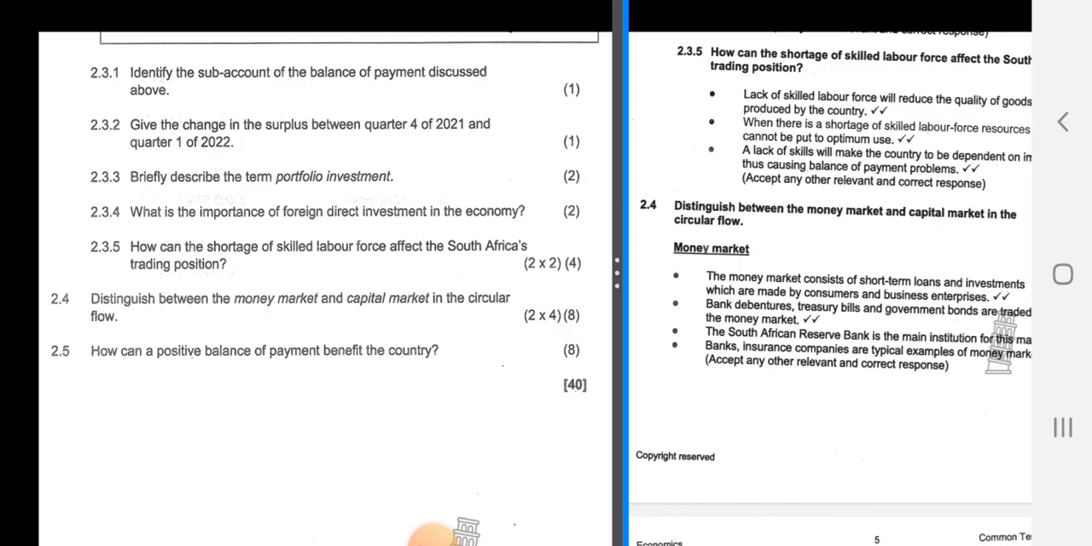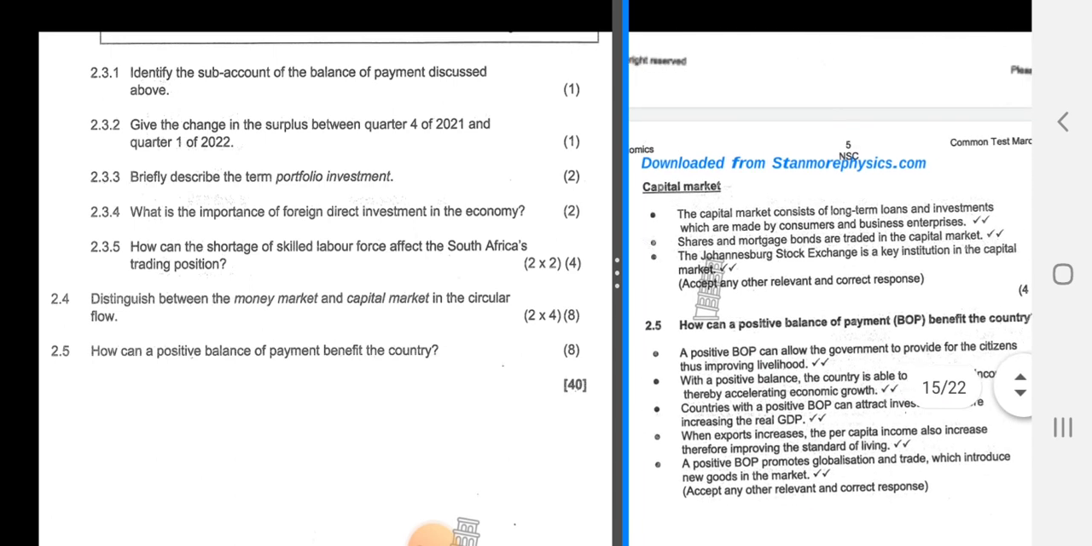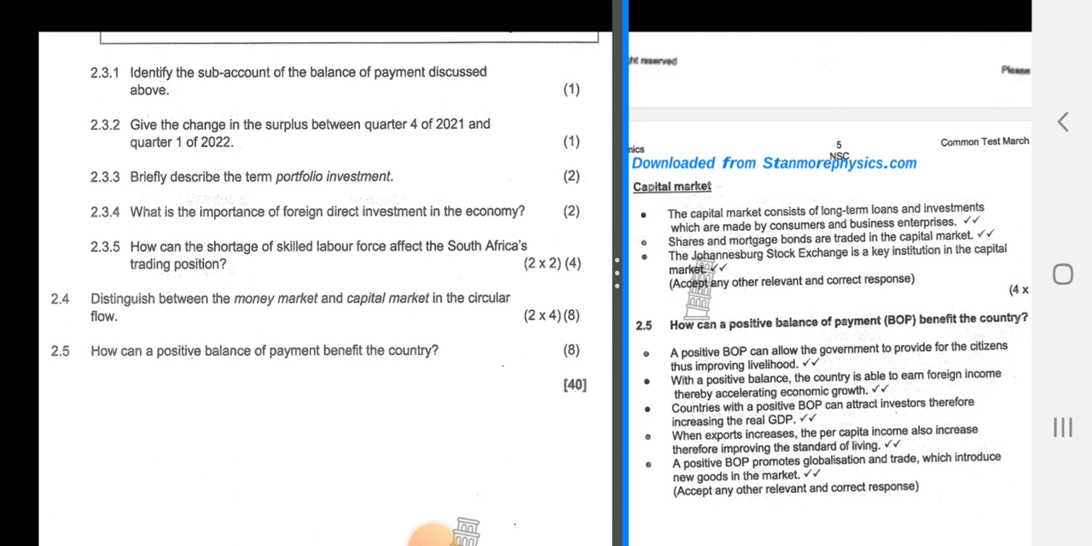So the bank debentures, treasury bills, government bonds are traded in the money market. And then the capital market consists of long-term loans and investments which are made by consumers and business enterprises. So guys, what is a 2 times 4? Give 2 full sentences for each, or 4 short sentences.